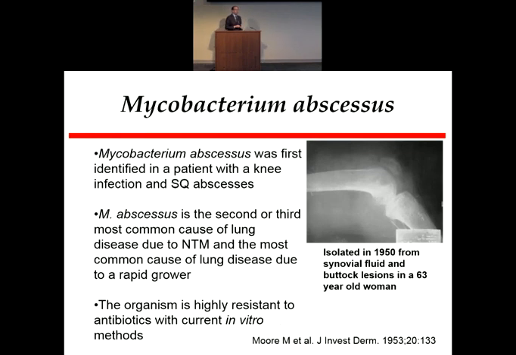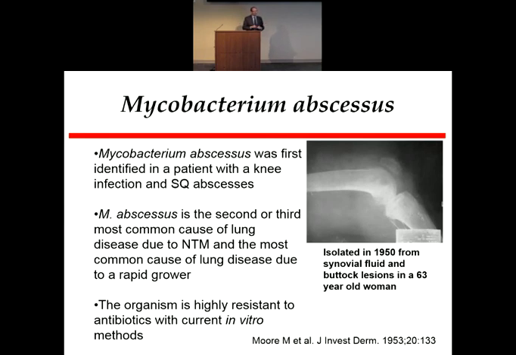It was actually first identified in soft tissue because it's very prone to do that, as I showed you earlier in those extrapulmonary cases. It was isolated from this individual's knee and their buttocks because they had some sinus tracts moving up their buttocks. It's probably the second or third most common cause of lung disease from NTM. It's surpassed Kansasii, at least in the U.S. And the reason it's so difficult, it's resistant to most antimicrobials. It's a highly resistant organism.